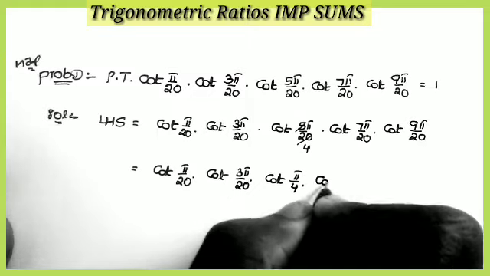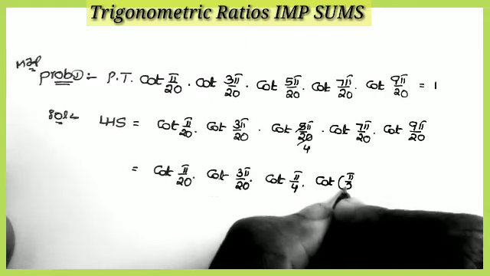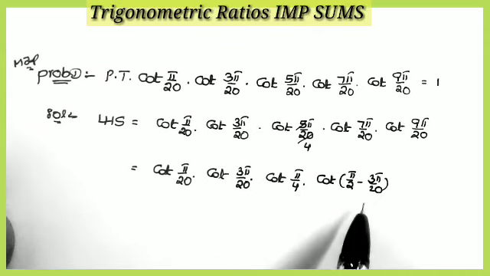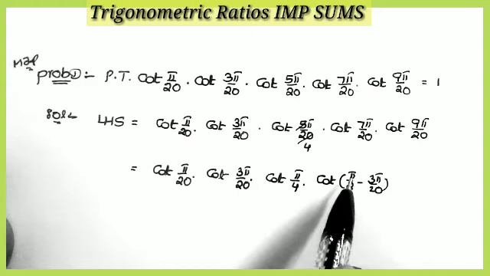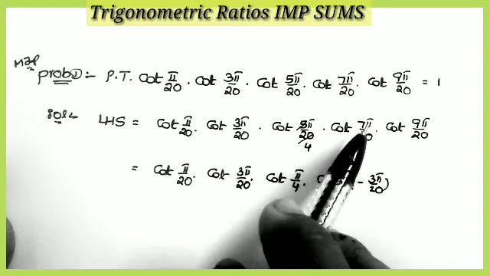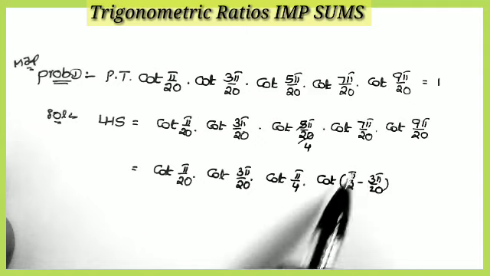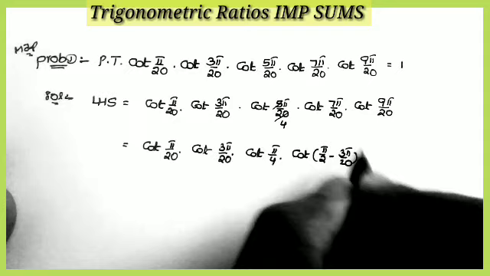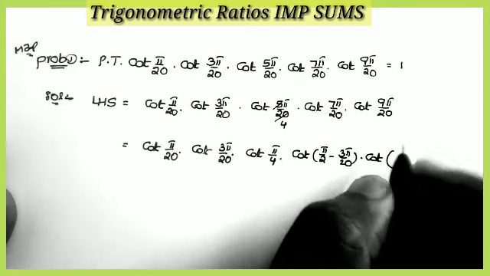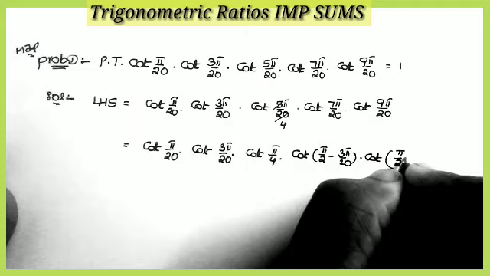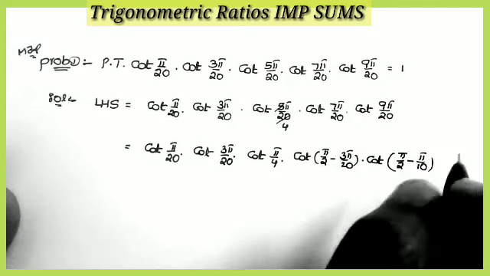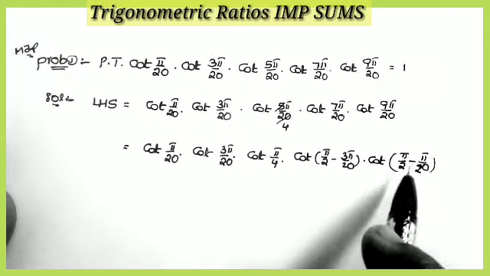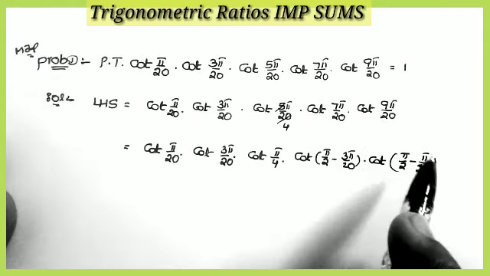And I am taking the fourth angle as pi by 2 minus 3 pi by 20. After taking the LCM of 20, this is cancelled 10 times. 10 pi minus 3 pi is equal to 7 pi. So after simplifying this angle, you get the same answer, 7 pi by 20. Without changing the value, I converted it like that. Similarly, I am writing the last angle as pi by 2 minus pi by 20. When you take the LCM, you will get the value 9 pi by 20.